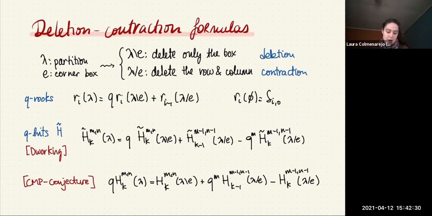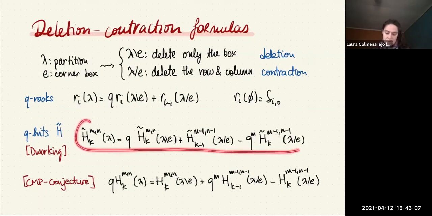So if I have a partition and I take a corner box, then I can just delete the box, and that is deletion, or I can delete both the row and the column where this box is, and I'm going to call that contraction. So what happens is that the Q-rooks have a very nice formula, this one over here, for when I'm deleting and contracting a box. Now, if I denote as H tilde the ones that were coming from the statistics that we did not use, they have this formula over here.